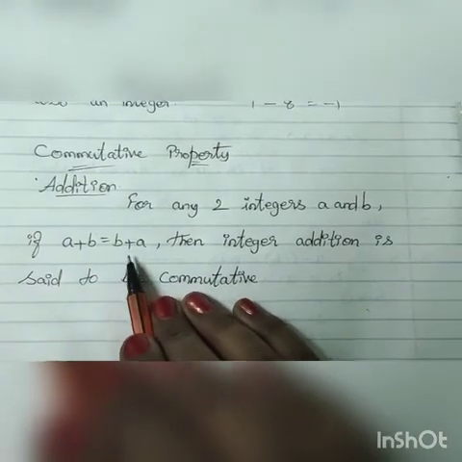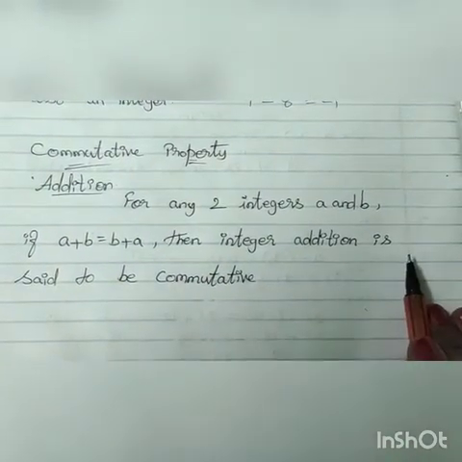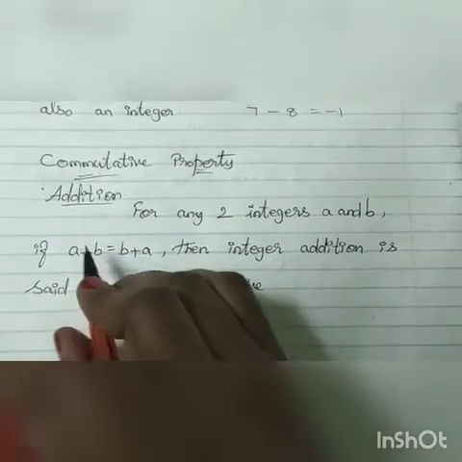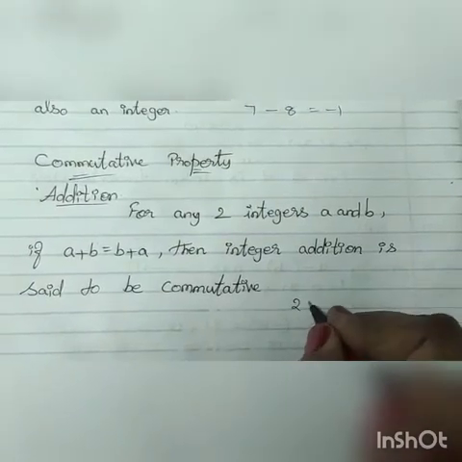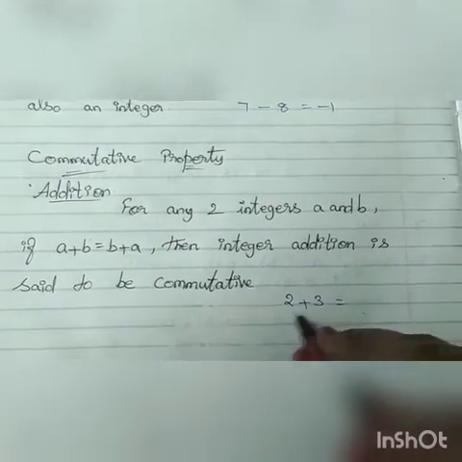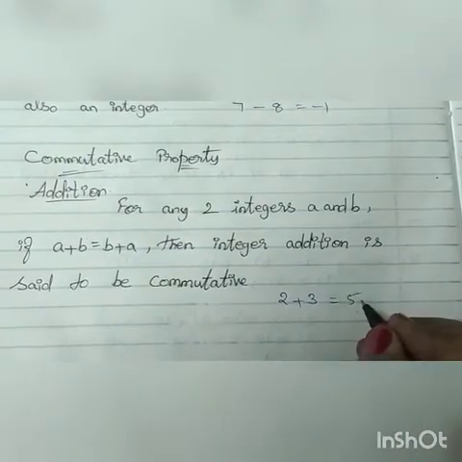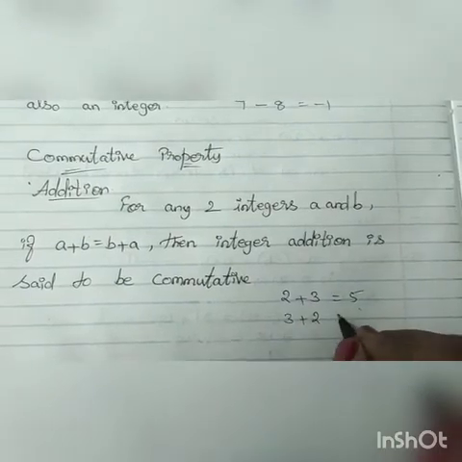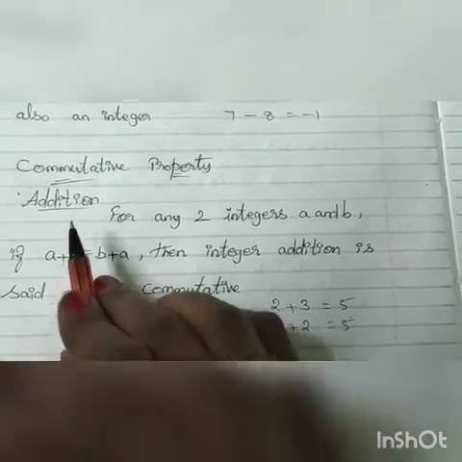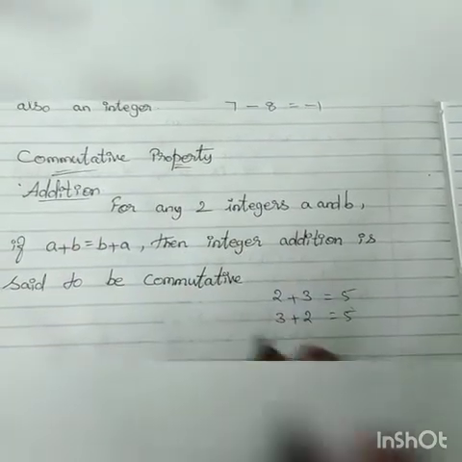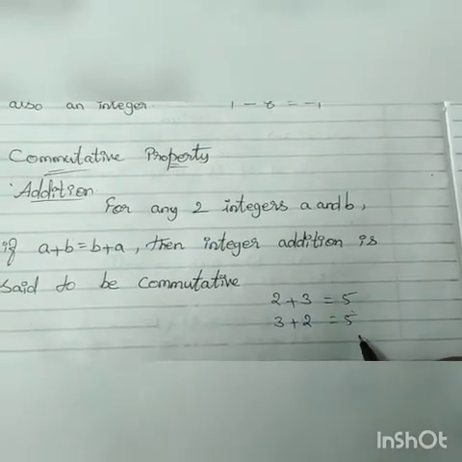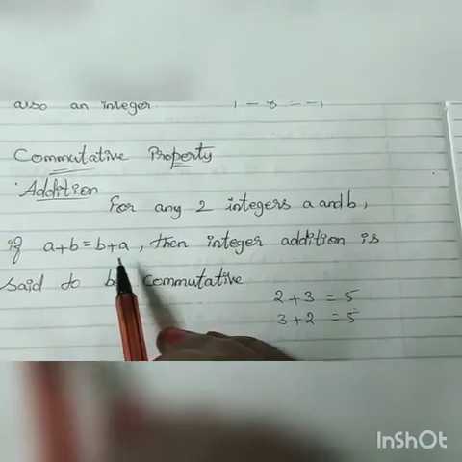plus b is equal to b plus a, then integer addition is said to be commutative. That is, if you take a is 2 and b is 3, if we add these two, 2 plus 3 equal to 5. Also 3 plus 2 is equal to 5. Right? So this property satisfies. Under the commutative property, addition satisfies. Therefore, a plus b equal to b plus a.